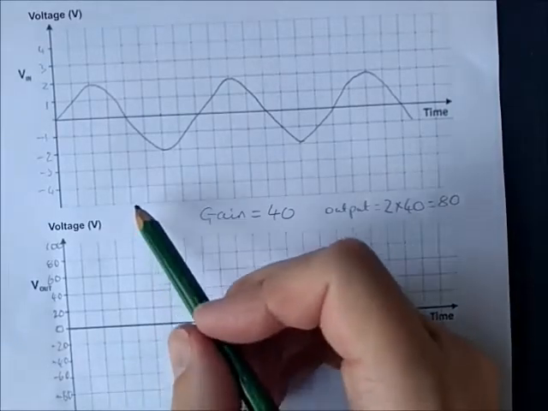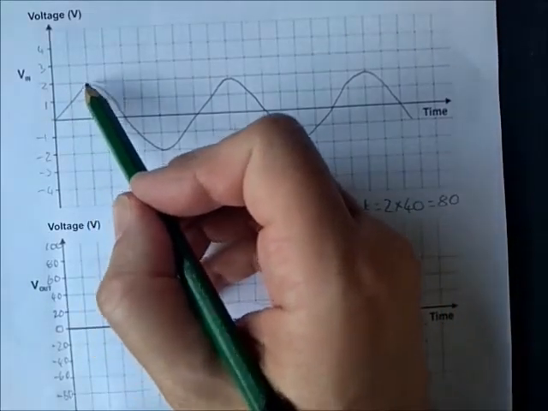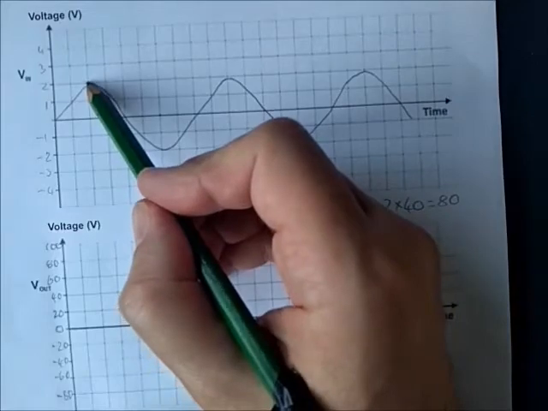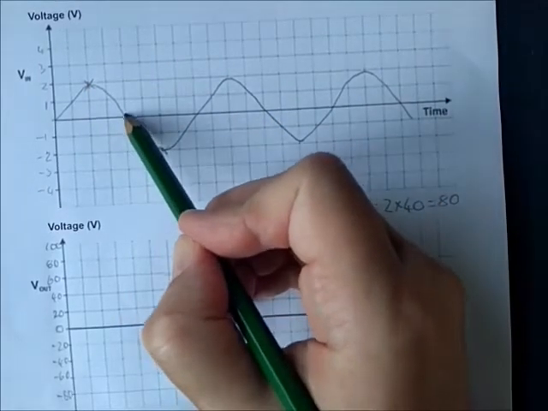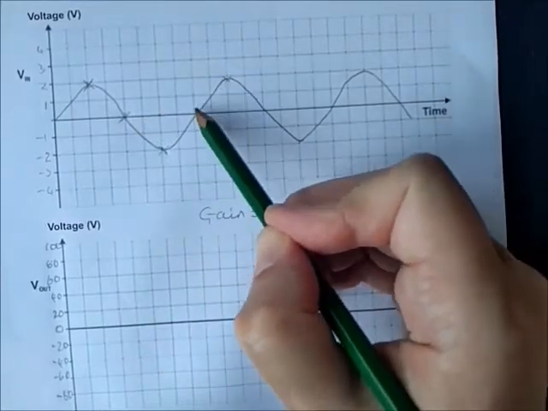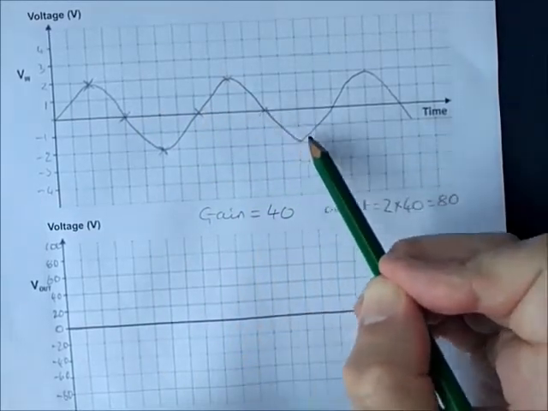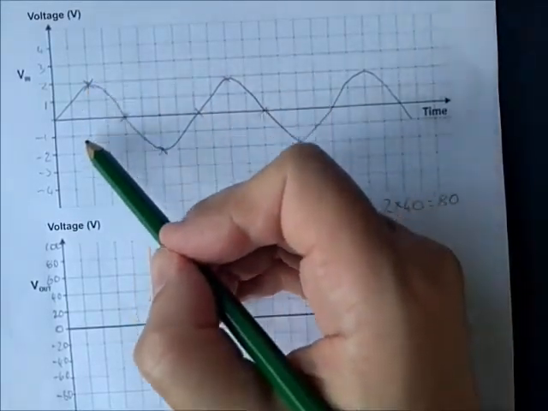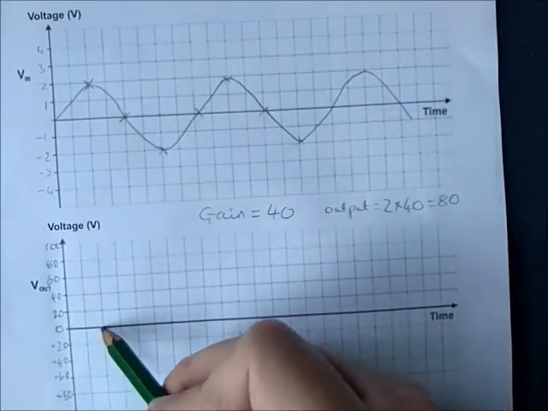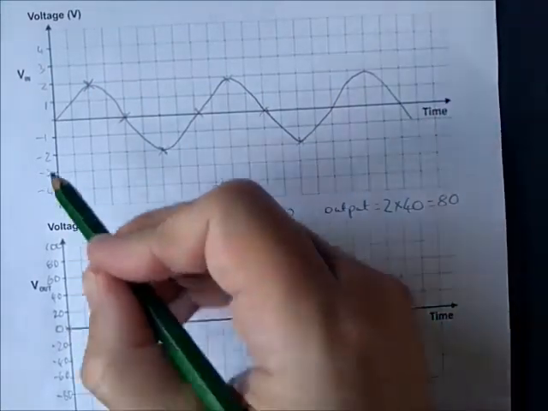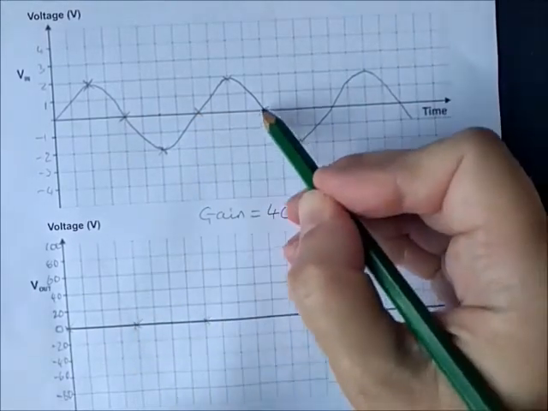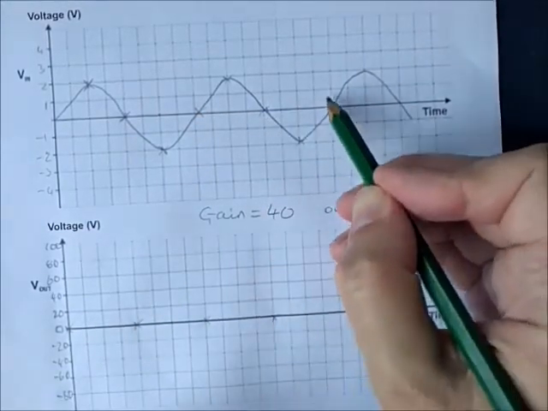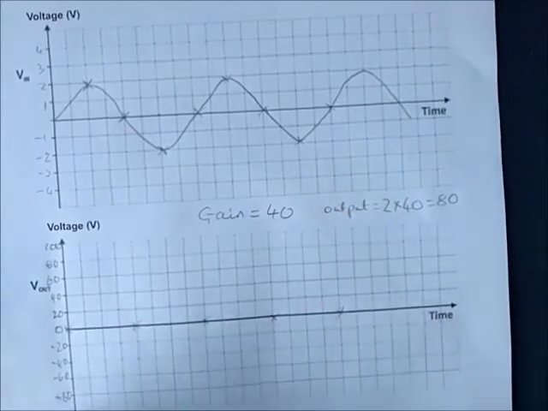The first thing that I can do is find out where the key points are. So the key points are the top here, bottom here, and where it crosses the axes. So all these points here, and I can transfer them down. So I know that it's going to cross the axes here, here, here, here, and here.